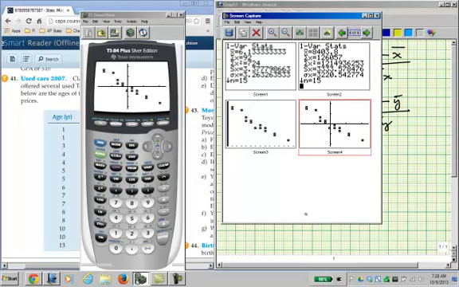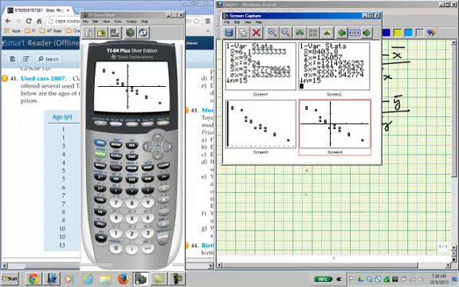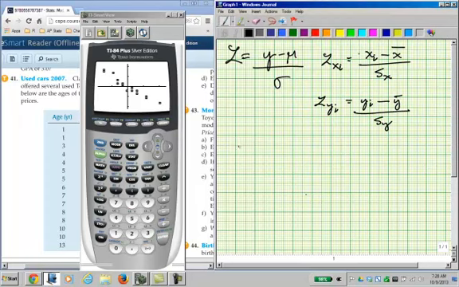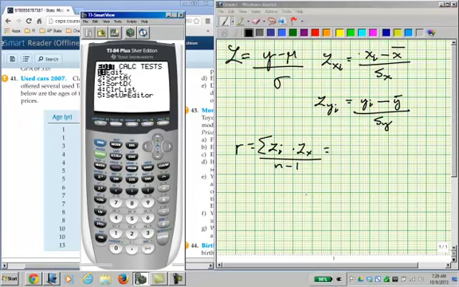Now, but let's back up a little bit. Okay, we have everything we need to make R by hand. Okay, remember R equals the sum of z sub y times z sub x, divided by n minus 1. Okay, so just for this one time, just for the sake of the exercise, let's just use L3 and L4 to make R. So if we go back to stat and edit, now we got L3 and L4, that contains the ordered pairs of z-scores. Let's go up to 5.